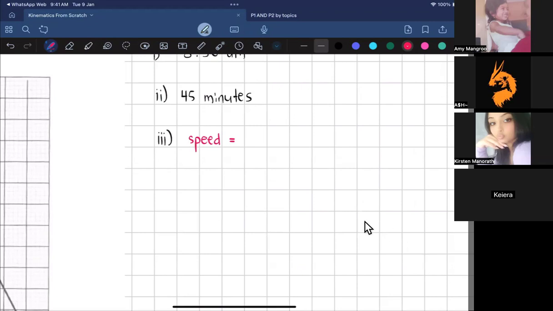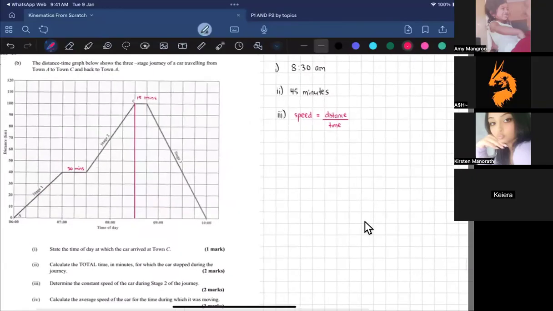Distance over time. Yeah. Displacement over time or distance over time. We know it means the same thing, right? Distance over time. Now, you can't find a gradient here, but there's a simpler method. There's a simpler method, right?